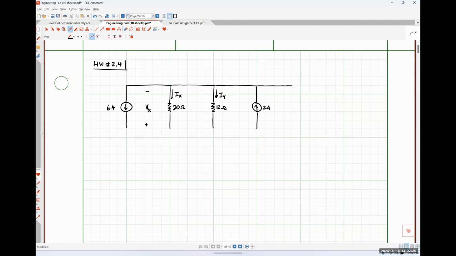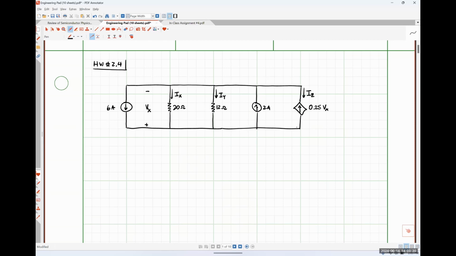And then lastly, over here on the right, we have a dependent current source with a value of 0.25 Vx. We're also told that we have a current IZ flowing down through that branch. Okay. So our ultimate goal in this problem is to solve for the 3 labeled currents, IX, IY, and IZ, and we're going to wind up solving for that voltage Vx as an intermediate step.